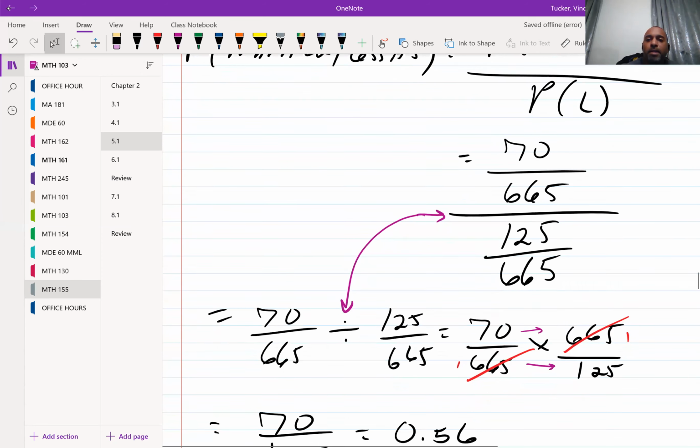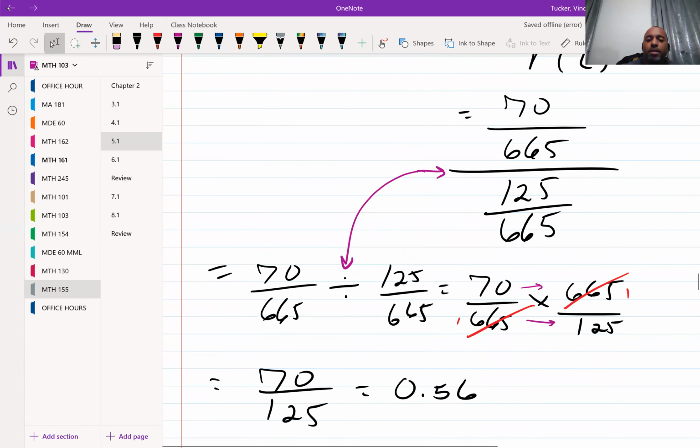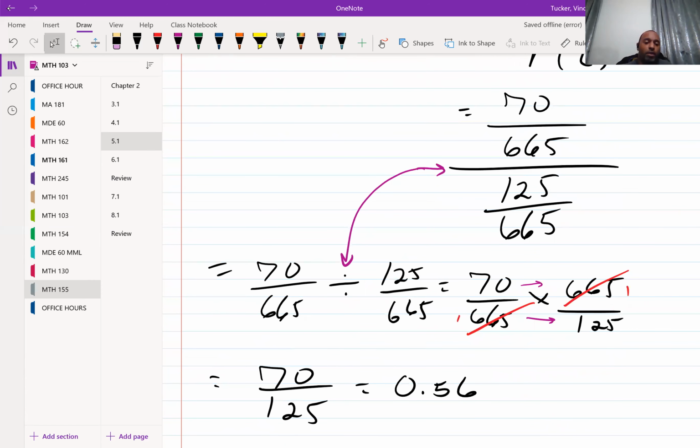Everybody done with that top line? Anybody who's copying? And so you see, we still get 70 over 125, which is 0.56.